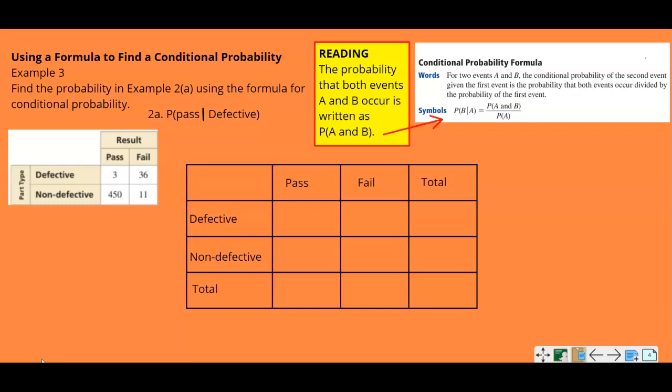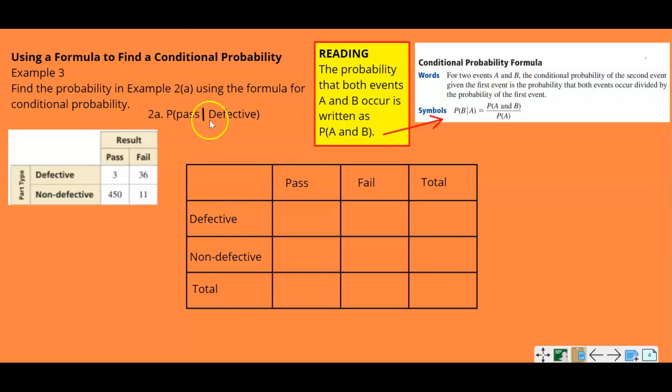All right, so just to recap, I've got the conditional probability formula listed right here. Reading it, the probability that both events A and B occur is written as probability of A and B. So that should make sense. On the top of the formula, where you see the probability of A and B, it's exactly what it means: both events occur. And then that's divided by the probability of A. So conditional probability, again, is two events happening under certain conditions.